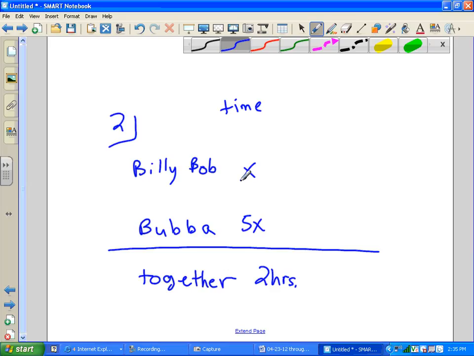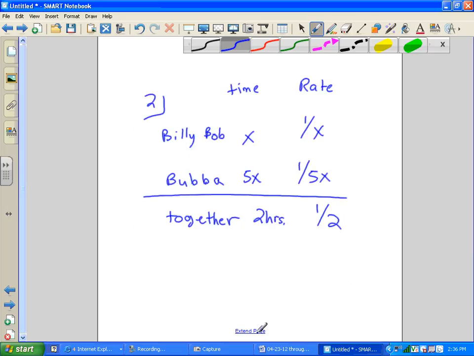Now, let's come up with some ideas here for rates. So right here, we're talking about painting one hunting camp. So one hunting camp in x hours, one hunting camp in 5x hours, and then together they can do one hunting camp in 2 hours. And so now we can combine our rates to make an equation. So we have 1 over x plus 1 over 5x equals 1 over 2. So now we can multiply through by our common denominator, which would be 10x.